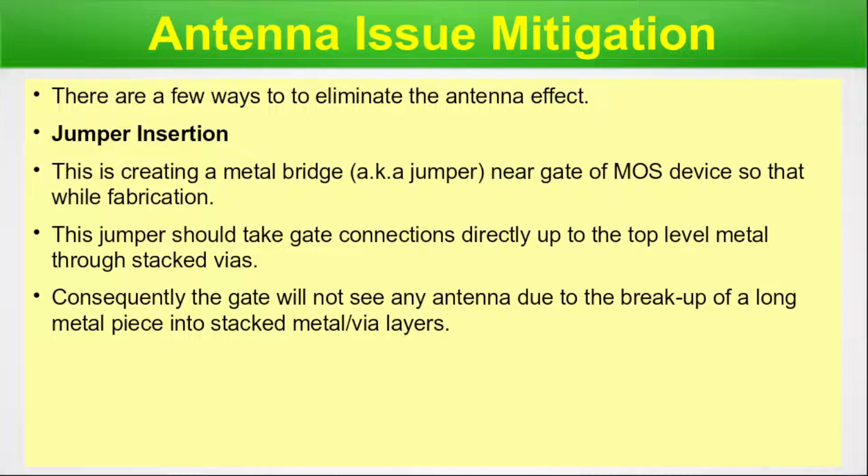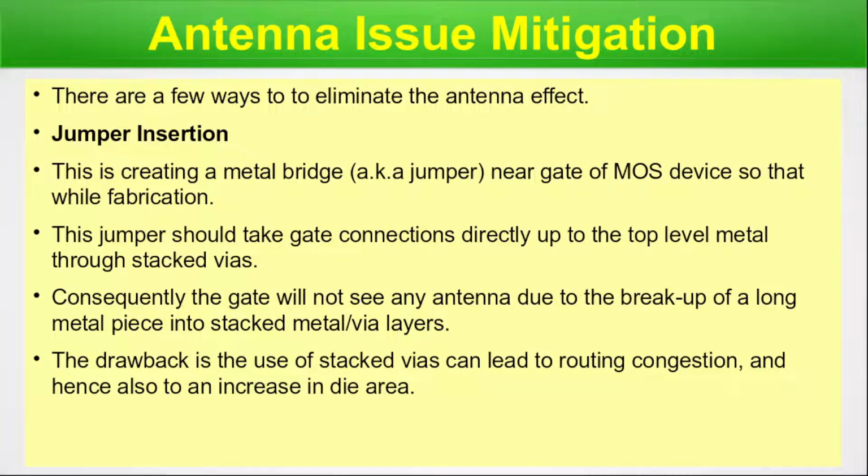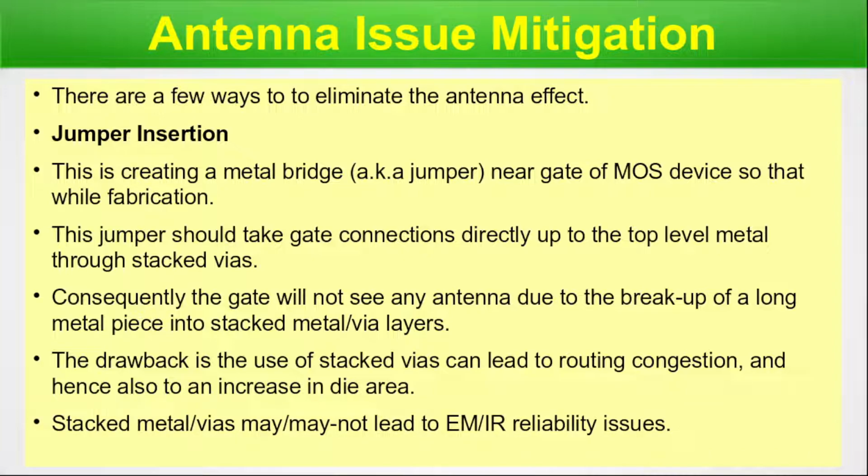Consequently, the gate will not see any antenna due to the breakup of a long metal piece into stacked metal or via layers. The drawback of the use of stacked vias is that it can lead to routing congestion and hence also an increase in die area. Stacked metal or vias may or may not lead to EM or IR reliability issues.